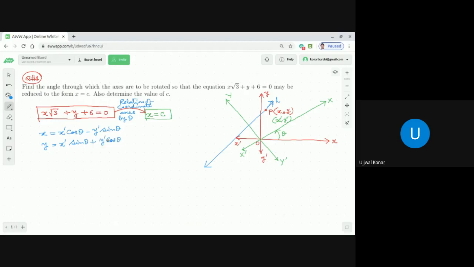Correct or not? Then in this given equation, we can make this substitution, x equal to x dash cos theta minus y dash sin theta. So what are we going to get? Root 3 into x dash cos theta minus y dash sin theta, okay, plus x dash sin theta plus y dash cos theta plus 6 equal to 0.